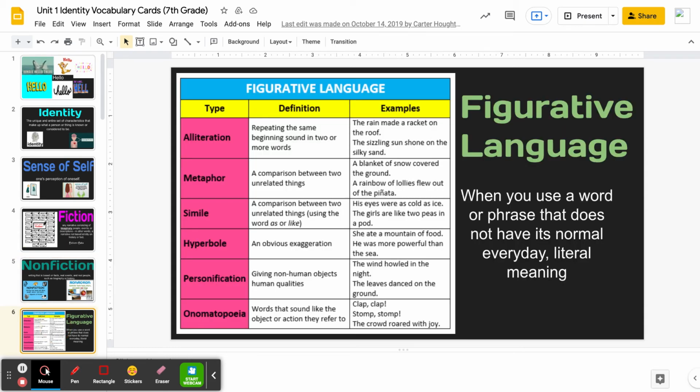Our next word is figurative language. I've described this as a category word or an umbrella word. And this includes a bunch of different types of figurative language, as you can see in the chart. Figurative language is when you use a word or phrase that does not have its normal, everyday, literal meaning. Some types of figurative language are alliteration, metaphor, simile, hyperbole, personification, and onomatopoeia. In class, we've learned about similes and metaphors. We've also learned about imagery. Imagery is also another example of figurative language, but this is just some examples of figurative language.